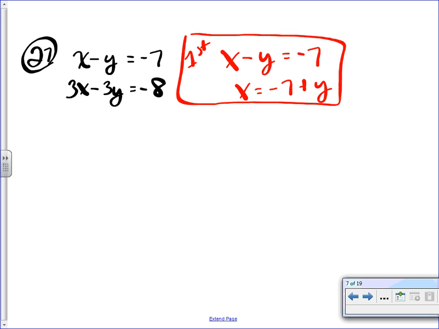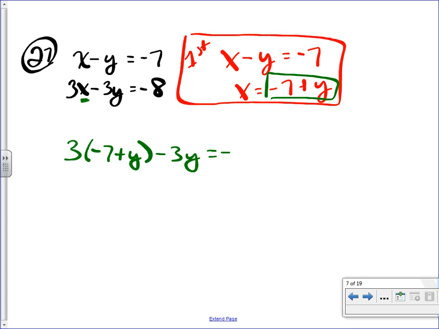What I'm going to do now is go to that other equation and replace this x with all of this stuff right here, with a negative 7 plus y. Of course, the rest of the equation is going to stay like it is. Notice the only variable I have now is the y, and I'm going to solve for that y. 3 times negative 7, that's a negative what? Negative 21. 3 times y, that's 3y. Keep the minus 3y. Keep the negative 8.